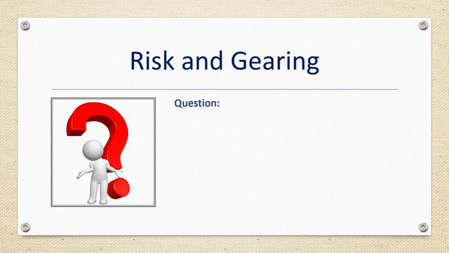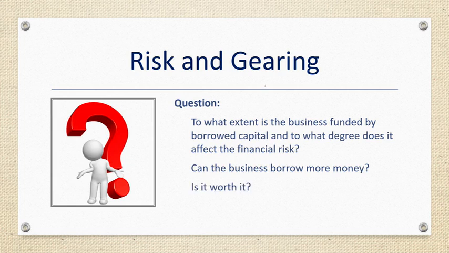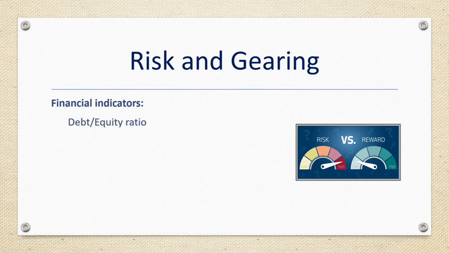The last one, risk and gearing. Questions to be asked: to what extent is a business funded by borrowed capital? And to what degree does it affect the financial risk? Can the business borrow more money? And is it worth it? Is it worth it to borrow the money? Am I using that borrowed money effectively? And the two ratios that we are looking at are the debt equity ratio and the return on total capital employed.